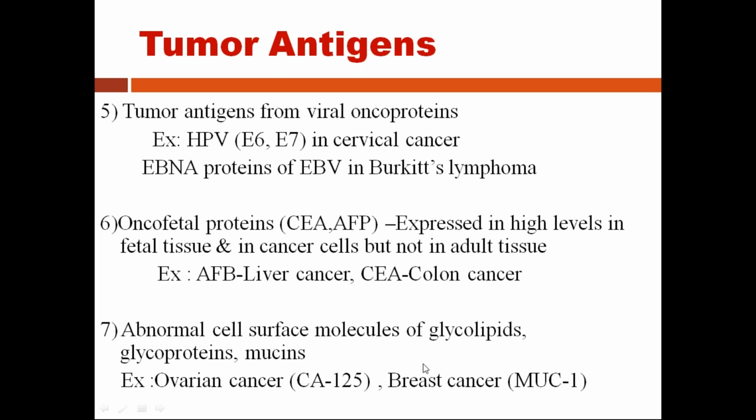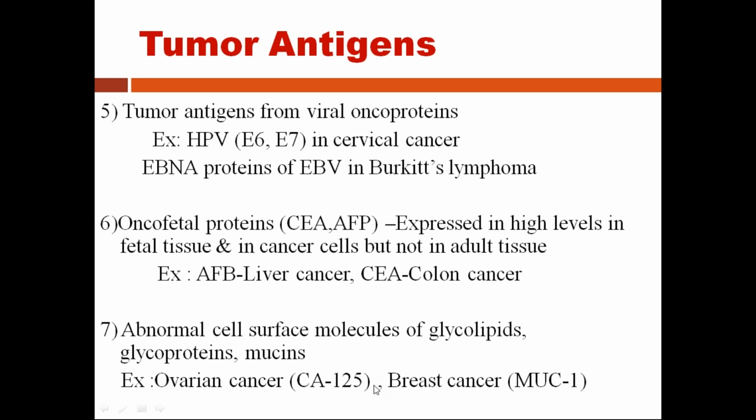Next, the tumor cells express abnormal molecules on their surface. What molecules are they? Some abnormal glycolipids, glycoproteins, and mucin. These molecules can be released into the circulation. For example, cancer antigen 125 in case of ovarian cancer, and mucin 1 in case of breast cancer.